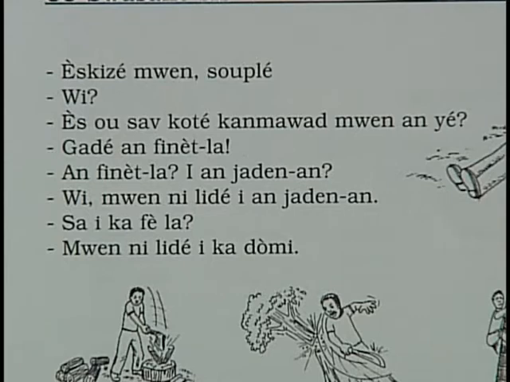Mwenye lide ika domi. There are one or two things there I'm a little worried about. On the third line, it says, Es u sav kote kamawad mwe a ye. That last a, is that really necessary? Couldn't you say, Es u sav kote kamawad mwe ye? Yes. So, my friend, kamawad mwe. But sometimes you add another a, kamawad mwe a ye, for emphasis. It would be just as good without that. It's not necessary at all.